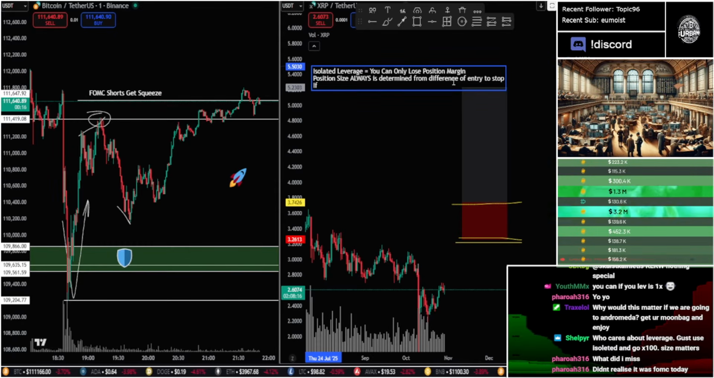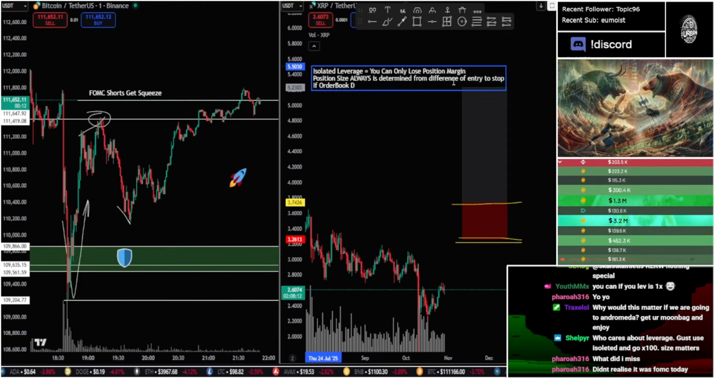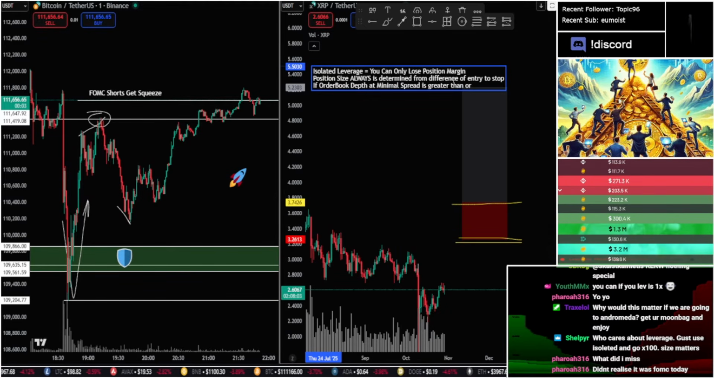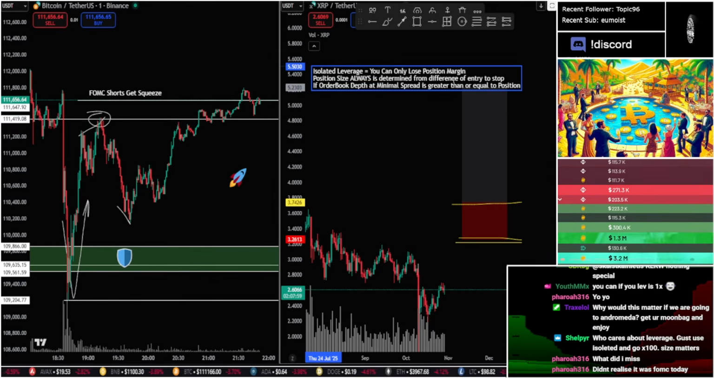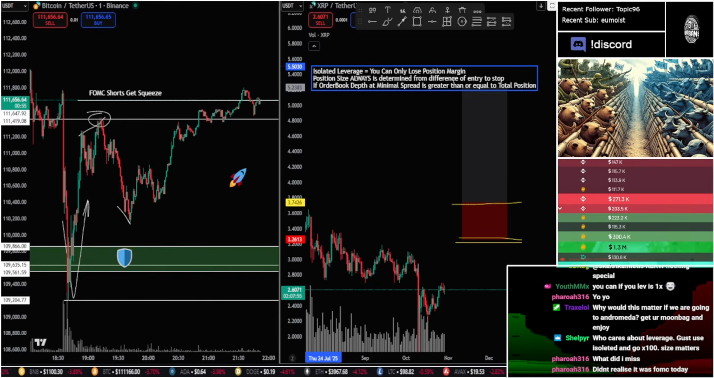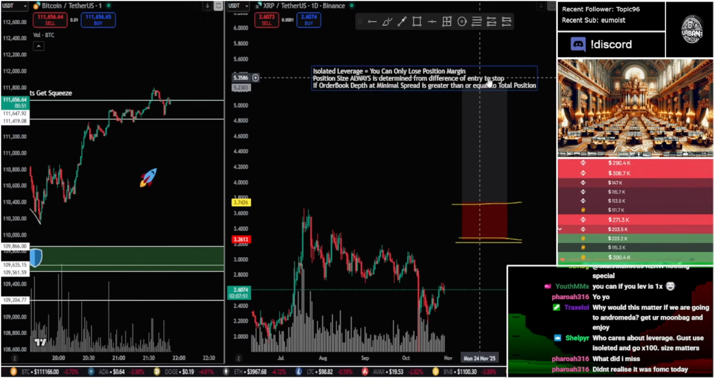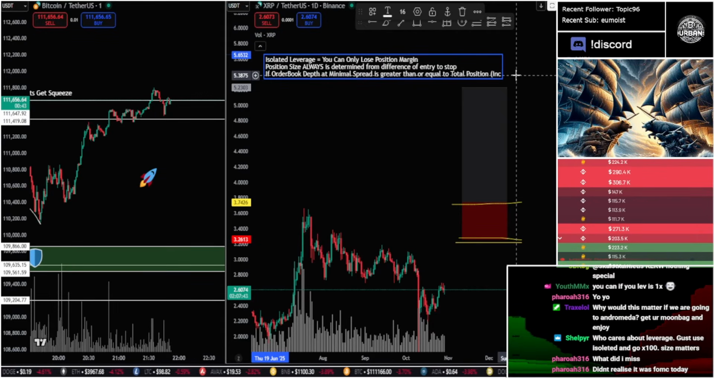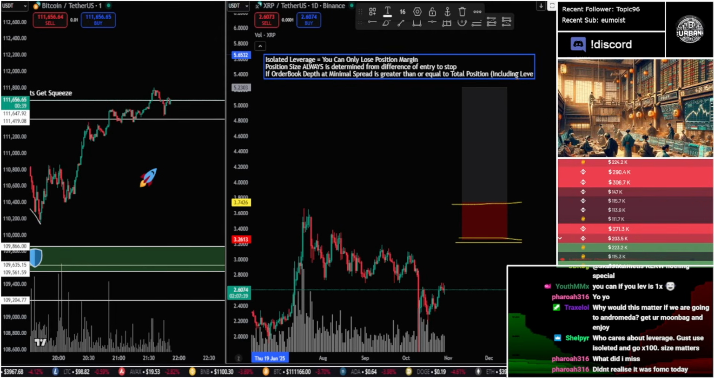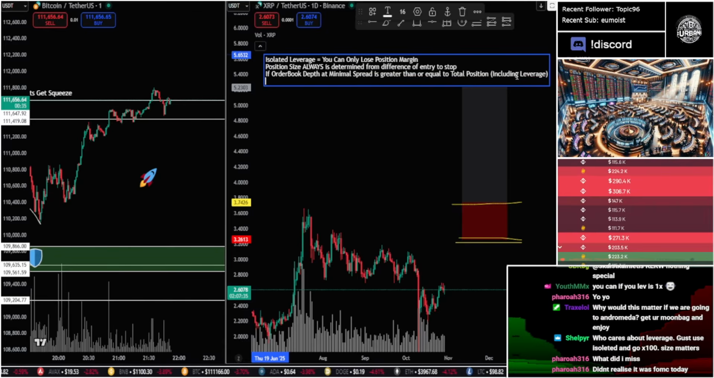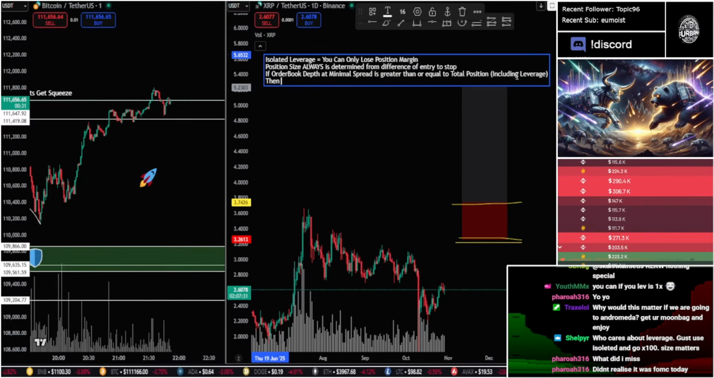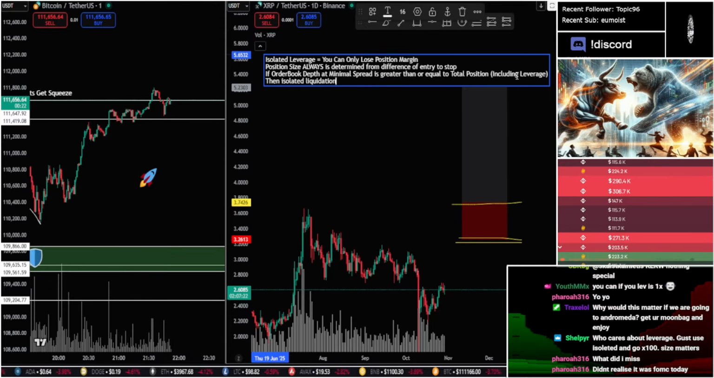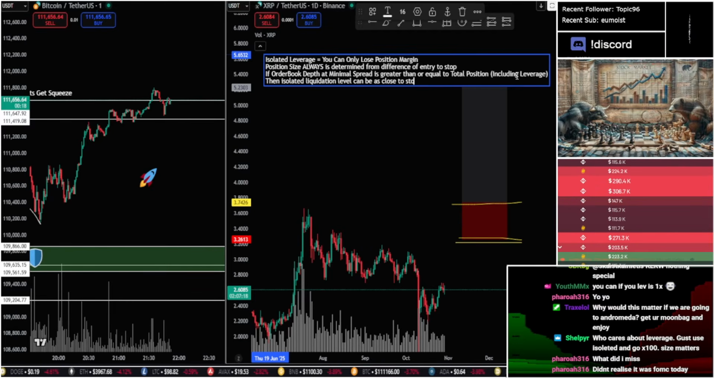So if order book depth at minimal spread is greater than or equal to total position, and this is the total position size when you're also factoring in leverage, so not the position margin, but the position size after you've already multiplied it by the leverage, then isolated liquidation level can be as close to stop loss as possible.